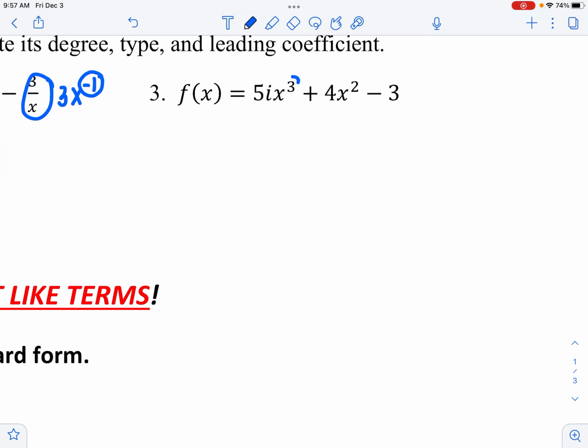Last one right here, if we look at our exponents, 3, 2, and 0, so that's good. Now we look at our coefficients. 5i is imaginary, so that's not good. So this is not a polynomial function. No.